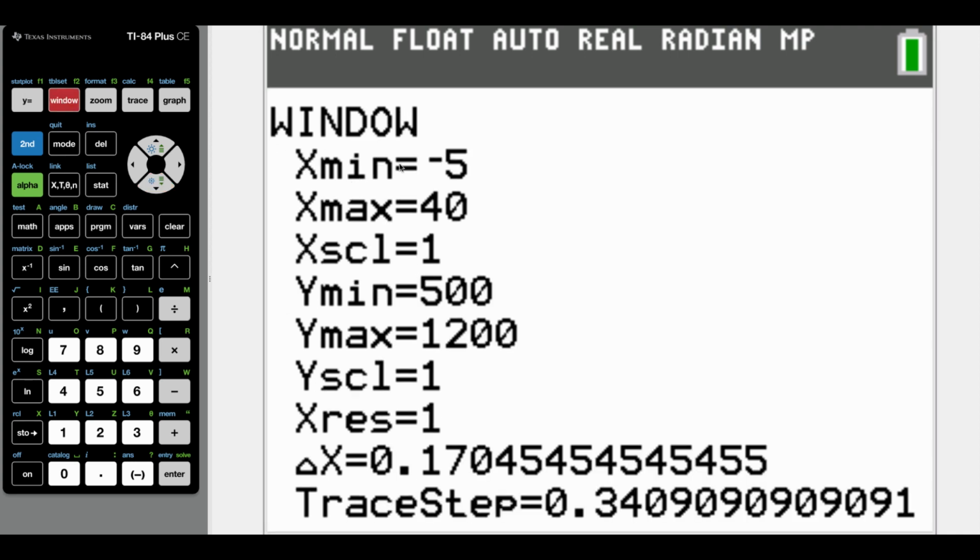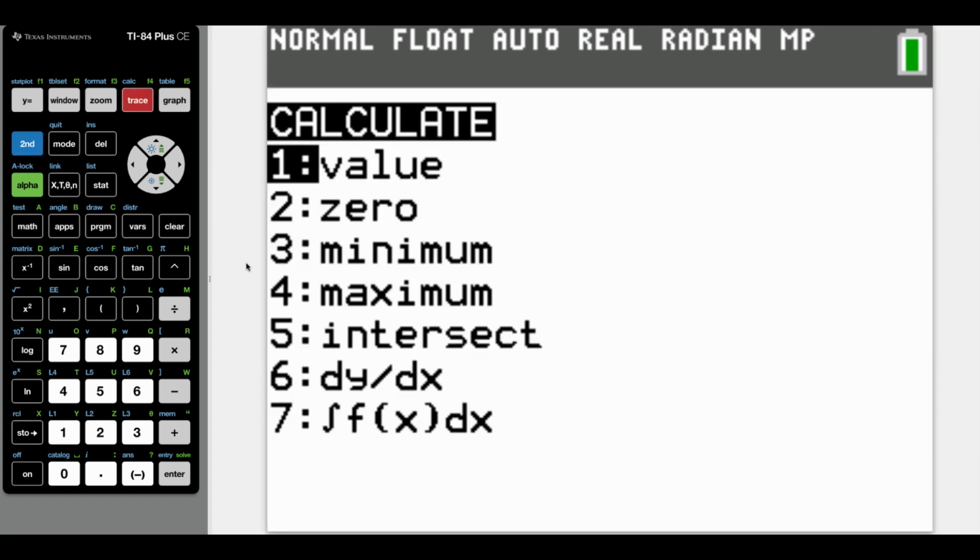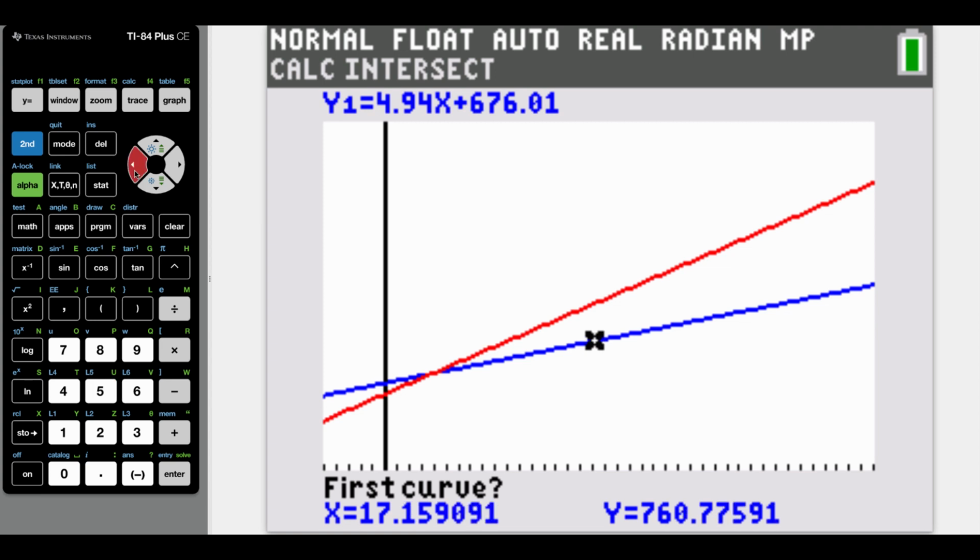I did adjust my window. For my x min and x max, I went from -5 to 40. For my y min and y max, I went from 500 to 1200. When I hit graph, we're going to get a picture that looks something like this. We're looking for the intersection point, so I'm going to go second, trace, and option number 5, intersect. I'm going to go close to this intersection point, and then I'm going to hit enter 1, 2, 3 times. So we get an x value of about 3.94, so almost 4 years, because remember, x represents years. We started in 1980, so 4 years later would be 1984. So San Jose's population has been greater than San Francisco's population since 1984.